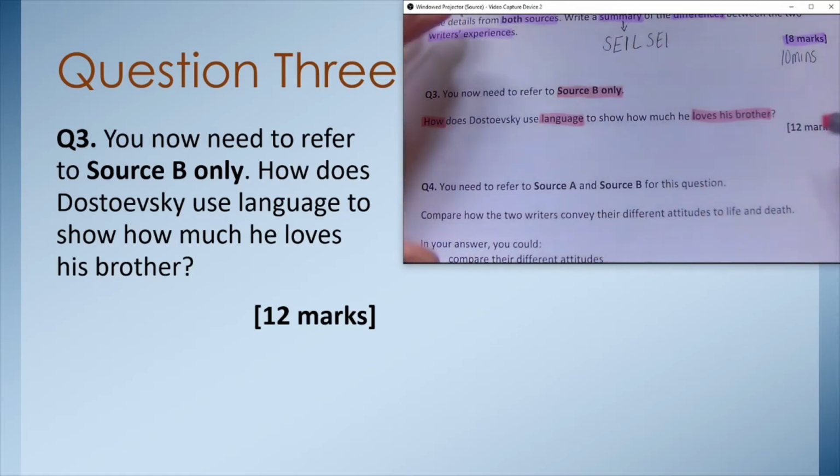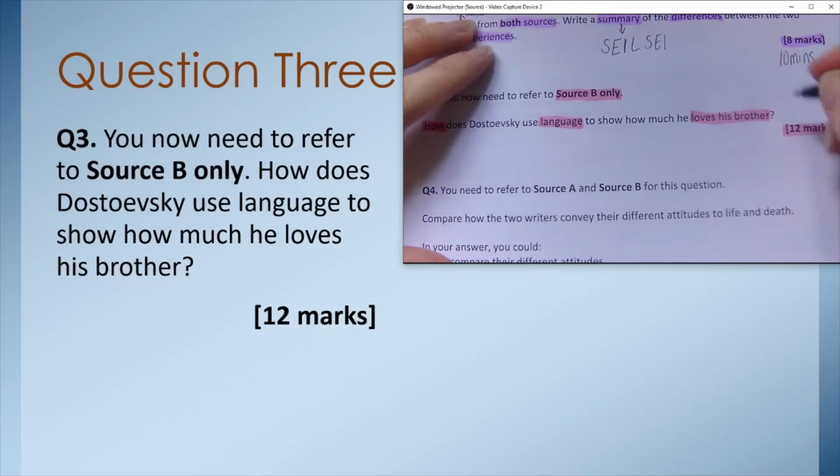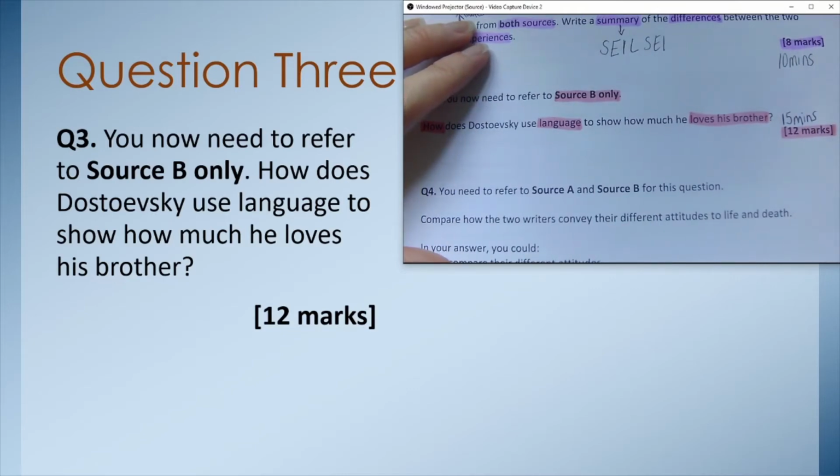Additionally, this is a 12-mark question. So ideally, I want to be spending about 10 to 15 minutes on this. And for this question, I am going to be aiming to write about 3 to 4 paragraphs.